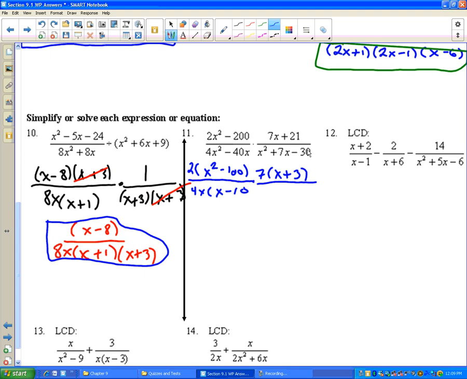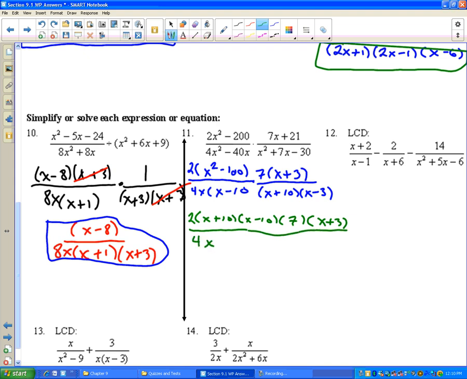Here I'm going to say what multiplies to be negative 30 and adds to be 7. That's going to be x plus 10 times x minus 3. So I'm going to factor out this x squared minus 100 now. So this is 2 times x plus 10, x minus 10, times 7, times x plus 3, and this is times 4x, times x minus 10, times x plus 3.